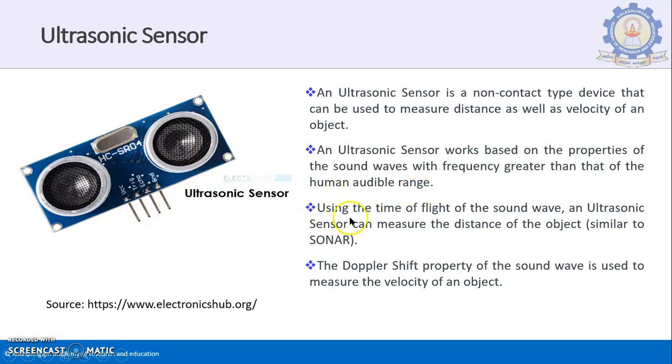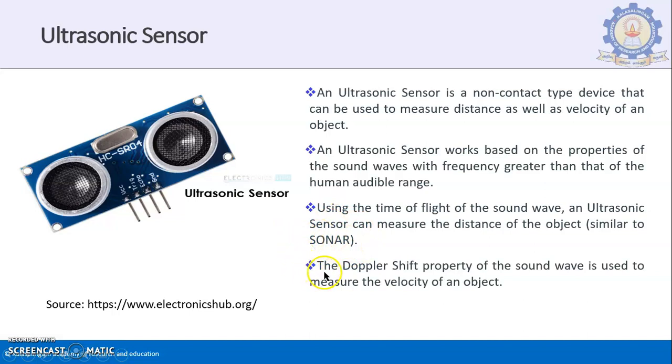Using the time of flight of the sound wave, the ultrasonic sensor can measure the distance of the object. Time of flight is how much time it has taken for the signal to go, hit an object, and come back. The signal is transmitted, hits an object and comes back. The time taken by that is what you call the time of flight, and that can be used to measure the distance of the object. It is a similar principle to the sonar in bats.